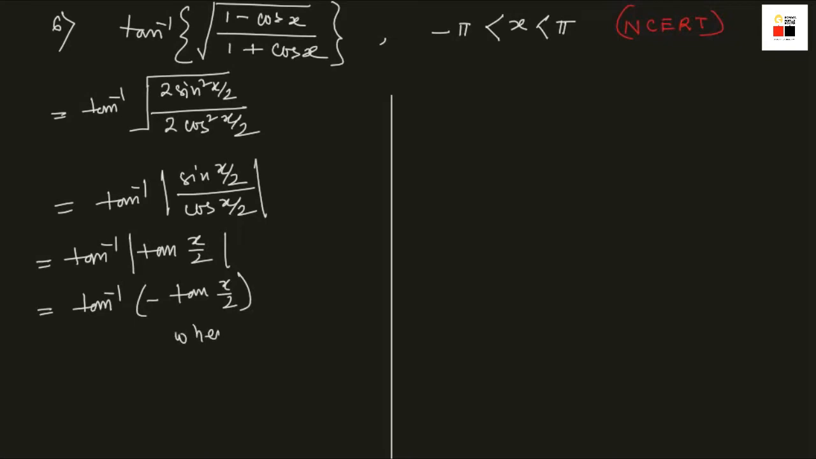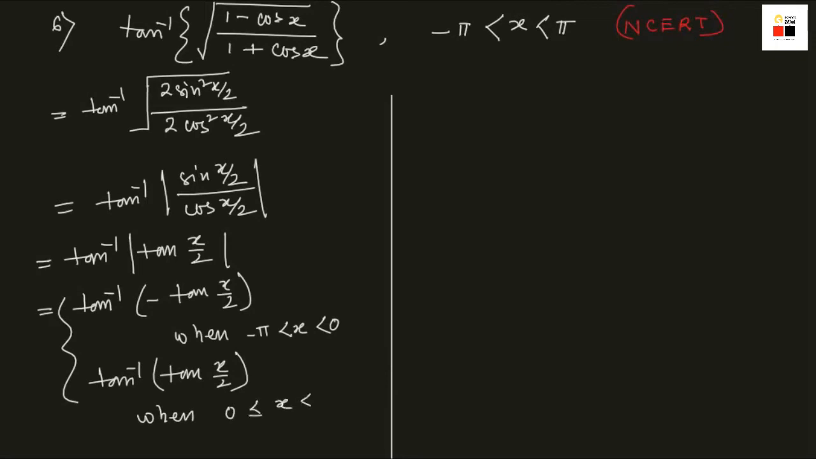when minus pi is less than x less than 0. Remember this one. This is also tan inverse of tan x by 2 when 0 is less than or equal to x less than pi, which equals tan inverse of tan minus x by 2.